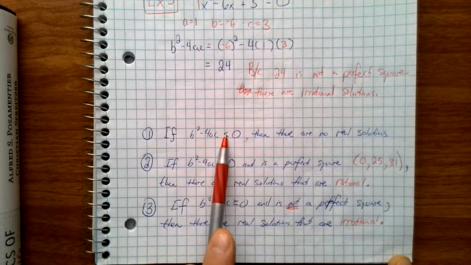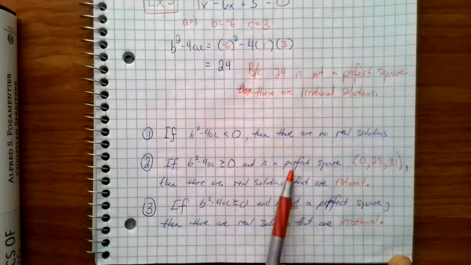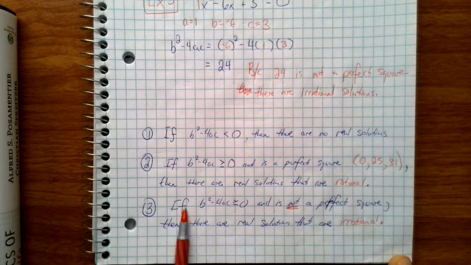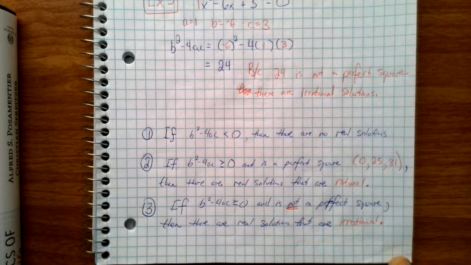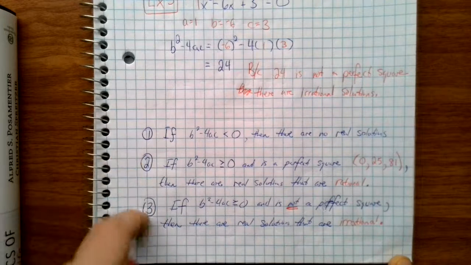If the discriminant is less than 0, there are no real solutions. If the discriminant is a perfect square, there are rational solutions. If the discriminant is not a perfect square, there are irrational solutions. And that is it. No other little things to do there. Just a, b, and c value, plug it into the discriminant, and then identify if it's one of these 3 options.